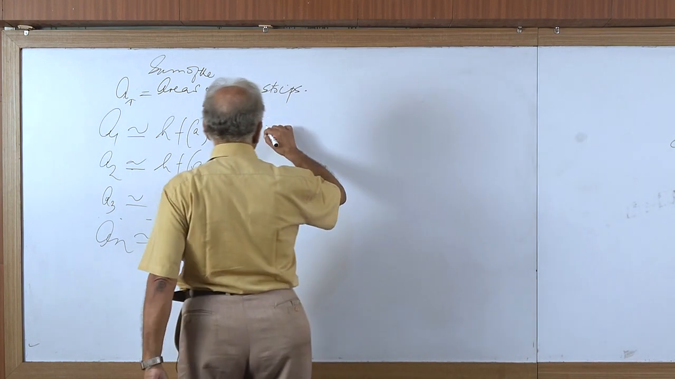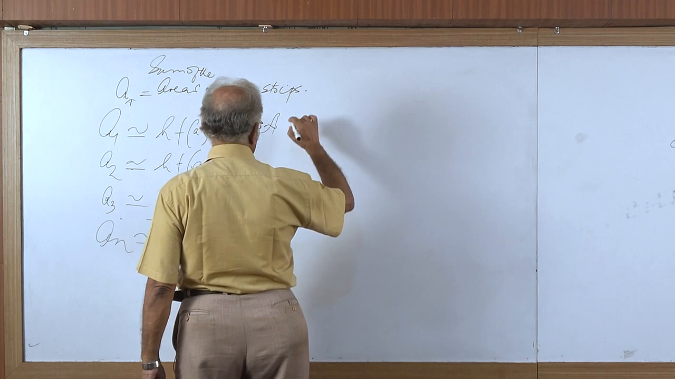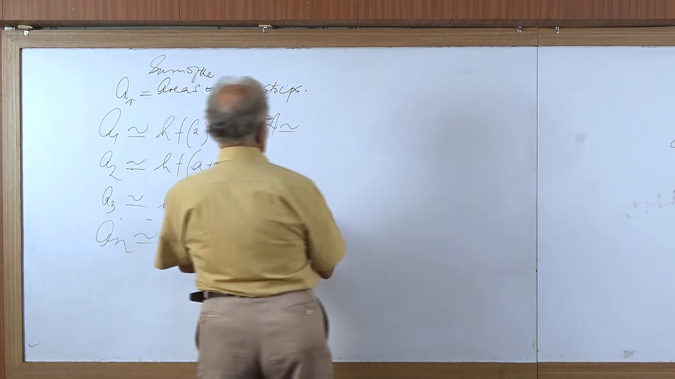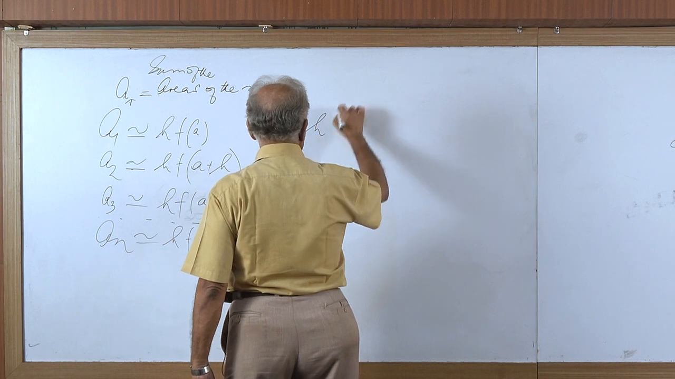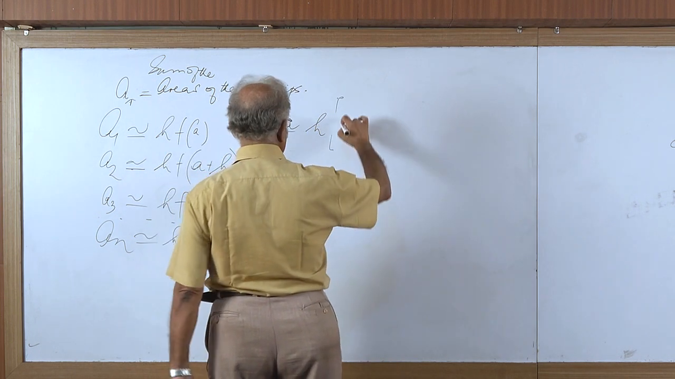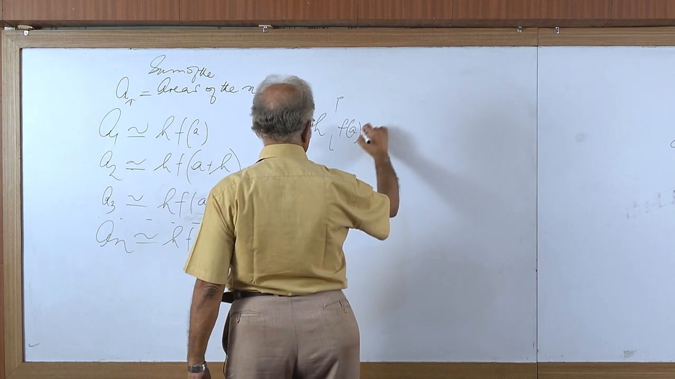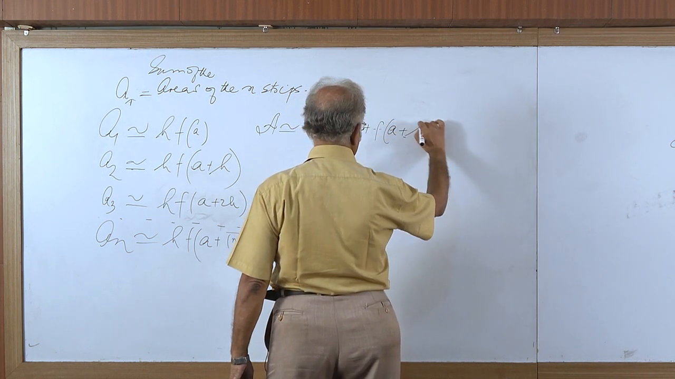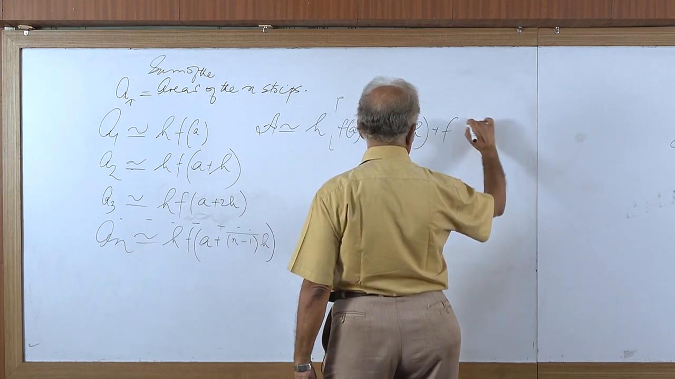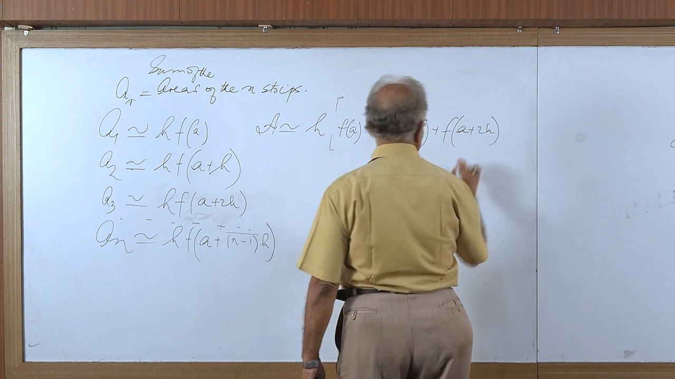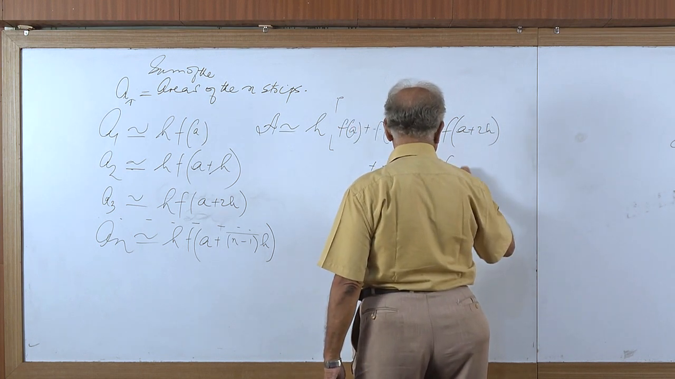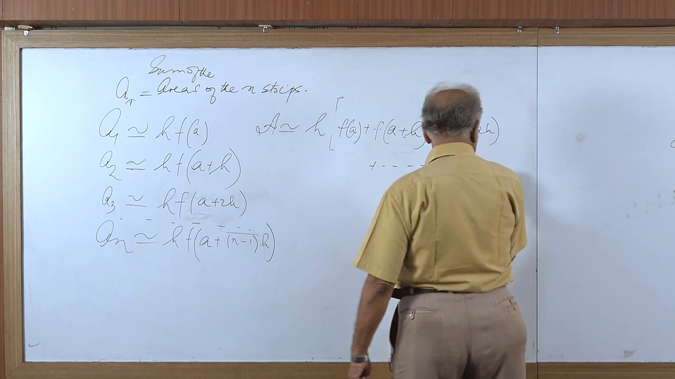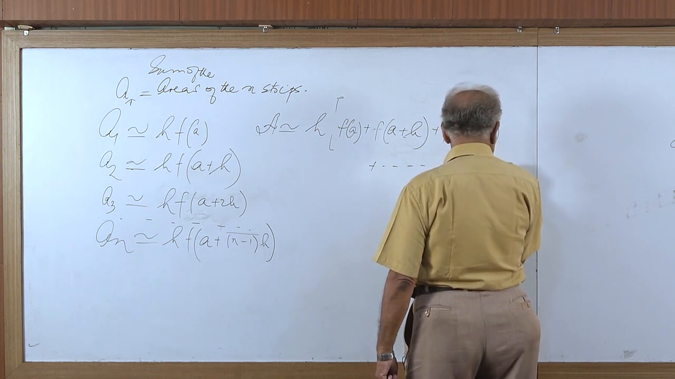So we write, area required will therefore obviously be approximately equal to h times f(a), plus f(a + h), plus f(a + 2h), and we carry on like this till we go to f(a + (n - 1)h). This is not x, it is n minus 1 times h.